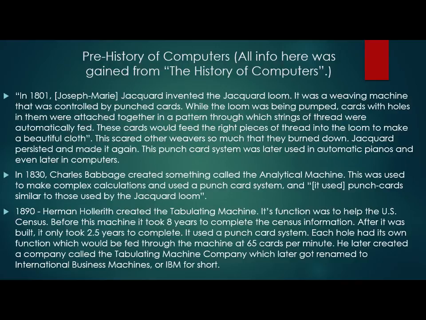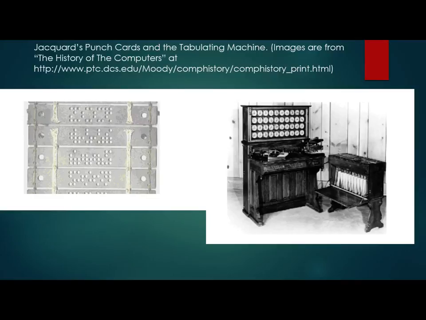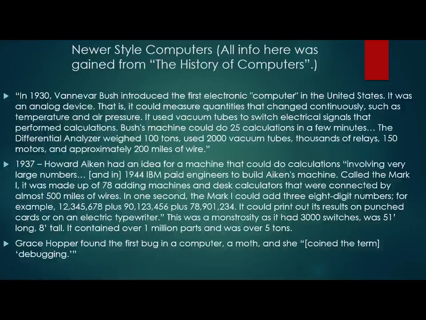It also used a punch card system, and each hole had its own function which could be fed through the machine at 65 cards per minute. He later created a company called Tabulating Machine Company, which later got renamed to International Business Machines, or IBM for short. And on the left is Jacquard's punch cards. You can see the pattern there that they would make. And on the right, what you can see is the tabulating machine that was used for the census.